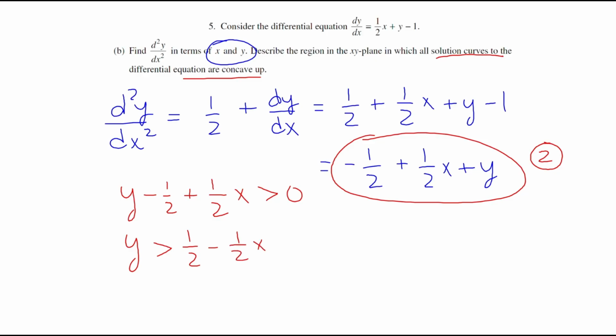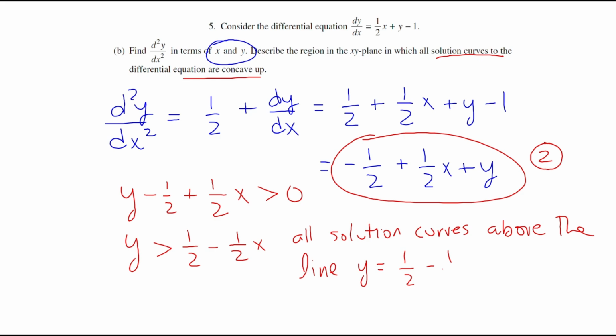And so if we're looking at points that are above this line, all solution curves above the line y equals 1/2 minus 1/2 x are concave up, right? Because the y values need to be greater than that. It cannot be equal to. So they can't lie on that curve, or on that line. And so you got 1 more point here for your justification, or your description.